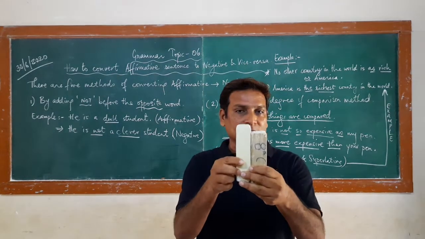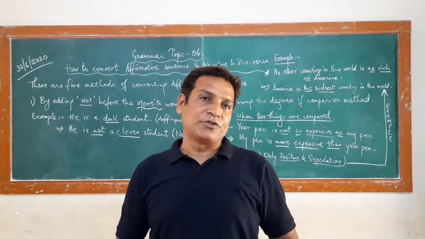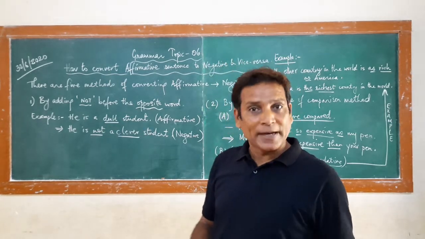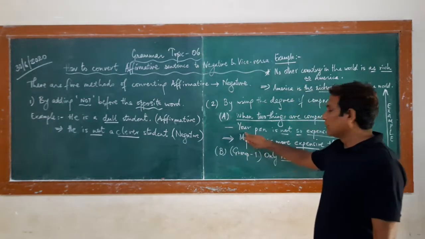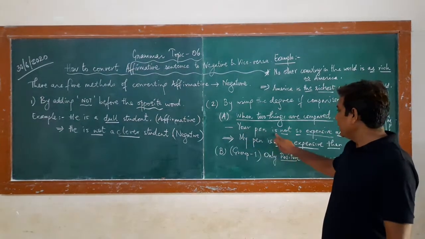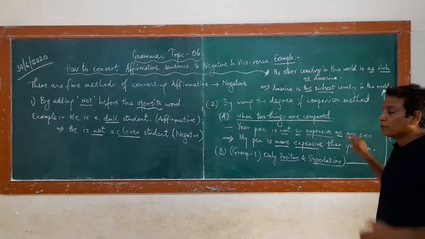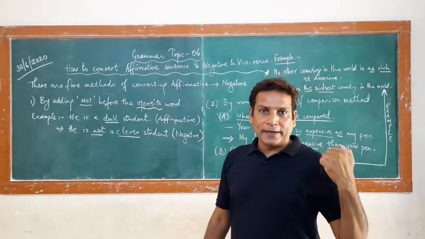So when two things, it can be a living thing, it can be a non-living thing, that is one method by which you can transform, and that you have learned also in degrees of comparison methods. Now the very simple example that I have given here is: your pen is not so expensive as my pen. So here two pens are compared, my pen and your pen.